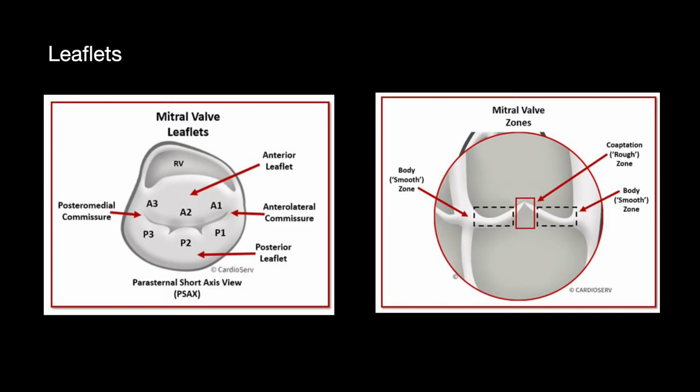The posterior leaflet is the thinner and more flexible leaflet, and it's described as being crescent shaped, and it does have anatomical scallops. So P1 is the lateral scallop, P2 is the central scallop, and P3 is the medial scallop. The valve leaflets are thin and pliable, and we'll see some pictures of that shortly. The body of the leaflet is called the smooth zone, and the coaptation area at the tip is called the rough zone. And clearly that's a pretty crucial area to observe in assessment of mitral valve function.